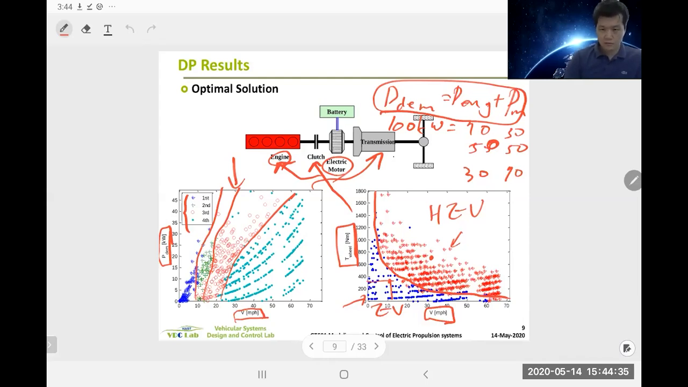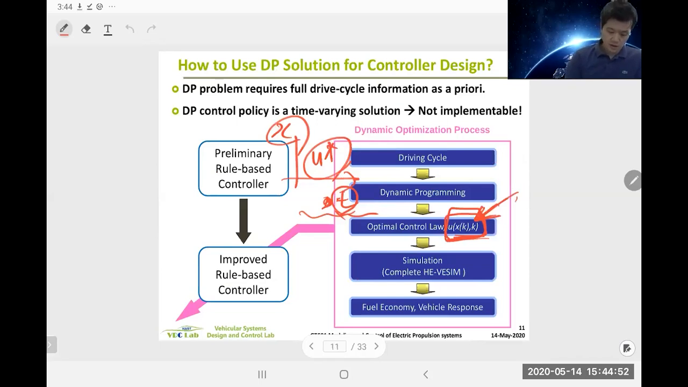So we plotted how DP operates on these different planes, okay? And from these plots, we can actually extract the strategy. And that's what this figure is showing. So we extract the strategy, and we improve or design a rule-based controller that's near optimal. Now this is a systematic design approach, right? Rather than tuning and calibration. Remember, DP is not directly implementable, okay?